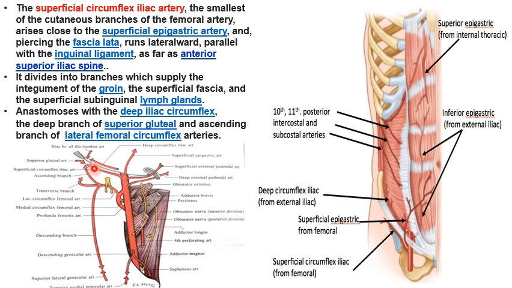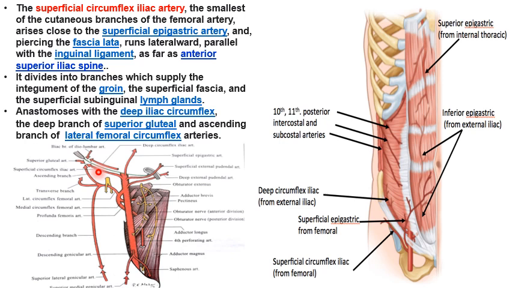This is the superficial circumflex iliac artery. It anastomoses with the deep circumflex iliac artery, a branch from the superior gluteal artery, a branch from the lateral circumflex femoral artery, forming an anastomosis near the anterior superior iliac spine, which is called the spinous anastomosis. The spinous anastomosis can be your very short question.